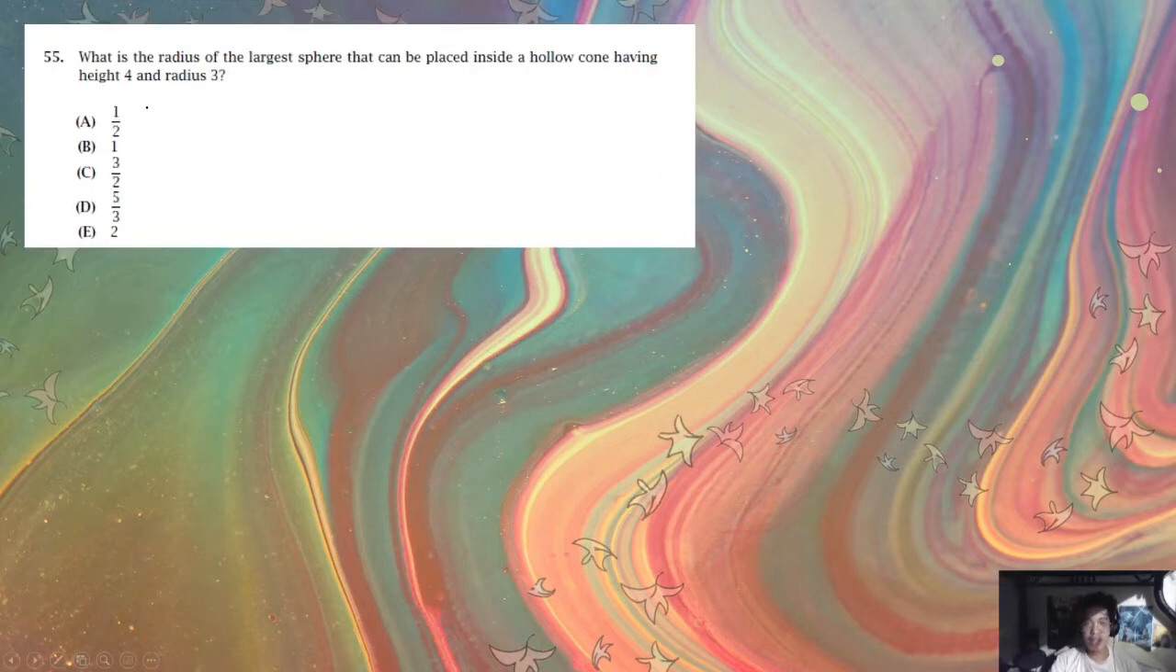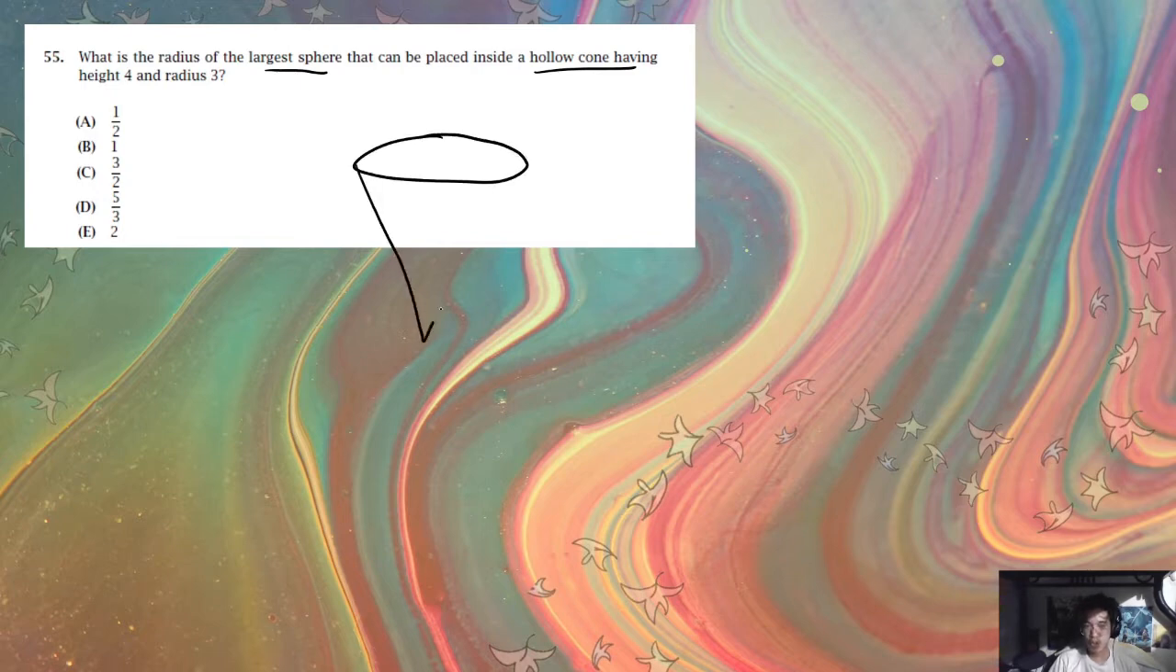So it says here, we have this problem. What is the radius of the largest sphere that can be placed inside a hollow cone having a height of 4 and a radius of 3? Now, a hollow cone would look like a typical cone that you see in ice cream stores. So it's a cone that has empty space inside of it.